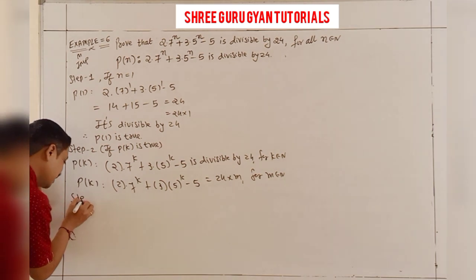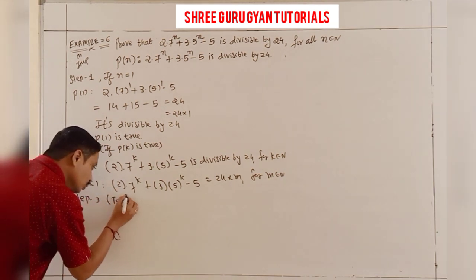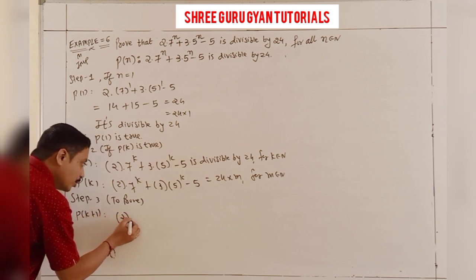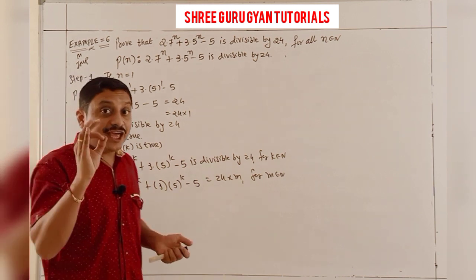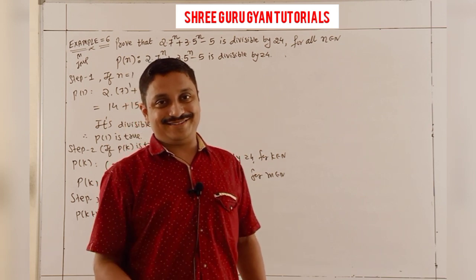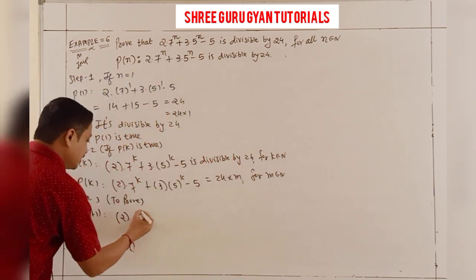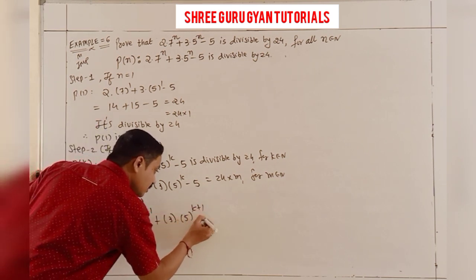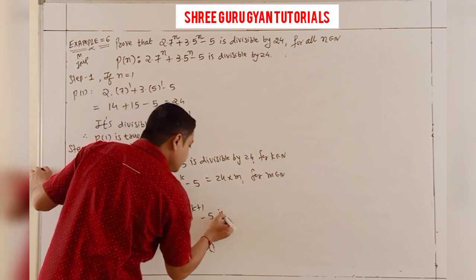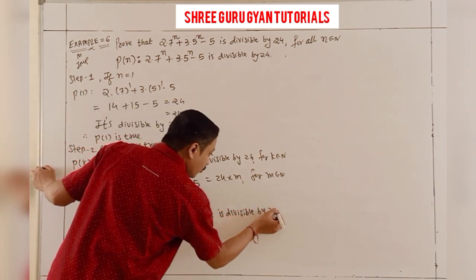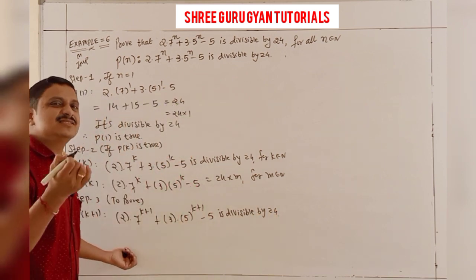So now step 3, to prove. What is to be proved? Write down the same statement, only I change k to k plus 1. Yes, here 7 raised to k plus 1, same here 5 raised to k plus 1, minus 5, is divisible by 24. And here I start my easy solution.